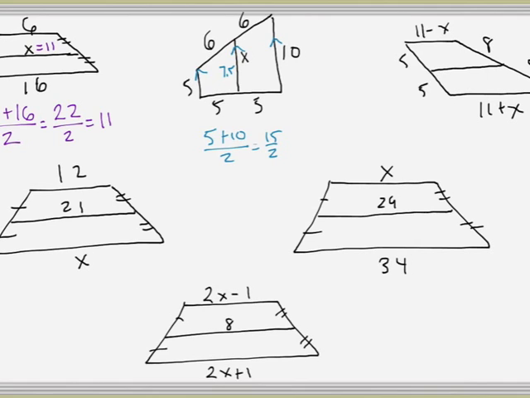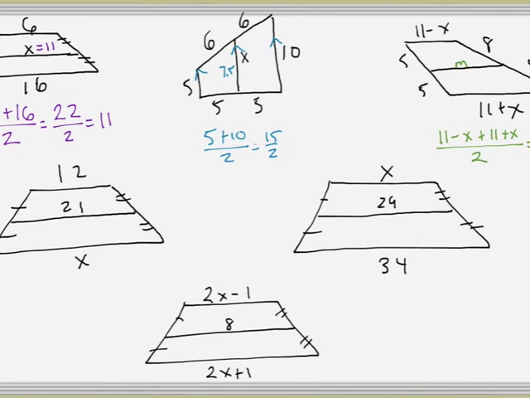In the next one, we're looking for the length of this median. We're not trying to solve for x. We actually want to find what this median length is. We want to find what that length in the middle is. To find the length of a median, we take the top and the bottom bases and add them together, and divide by 2. And that should be equal to our median.